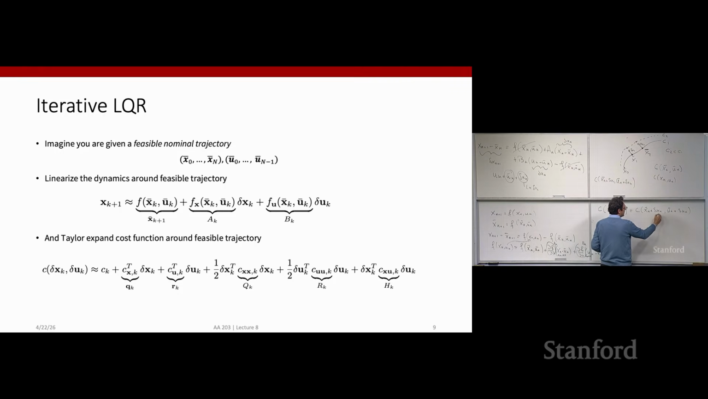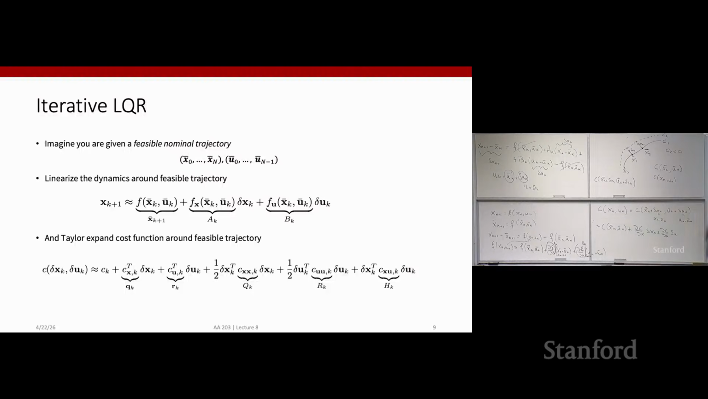Simply because remember that delta x is equal to x minus x bar, and delta u is equal to uk minus u bar k. So this step should be obvious. Now I do the approximation whereby C of x bar plus delta x, u bar plus delta u is equal to C of x bar k, u bar k, plus the derivative of C with respect to x times delta x, plus the derivative of C with respect to u times delta u.